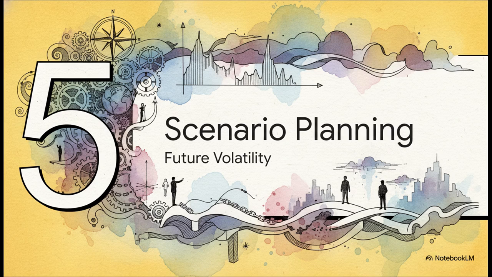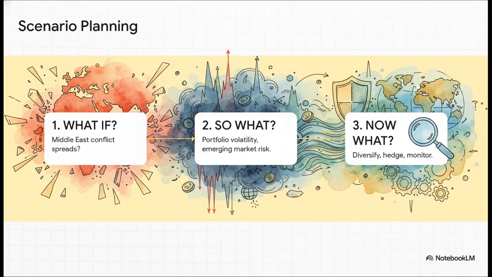All right, Section 5, Scenario Planning. Now we're going to pivot from analysis to foresight. We're going to apply these insights to a plausible future scenario, all to translate our intelligence into strategic action. The what if, so what, now what model gives us a really clear, actionable path. We start with the what if, a plausible escalation, like the Middle East conflict spreading. Then, so what? What's the direct impact?